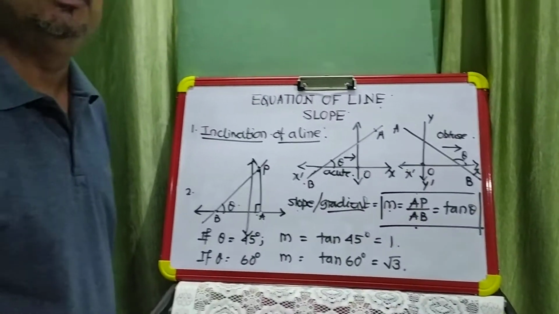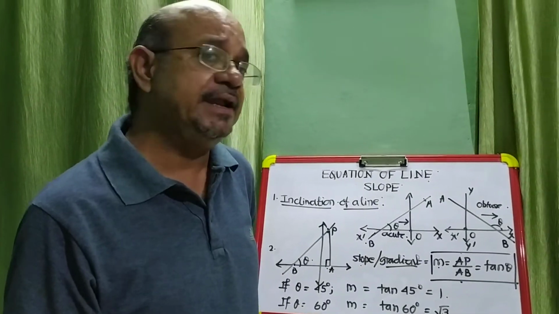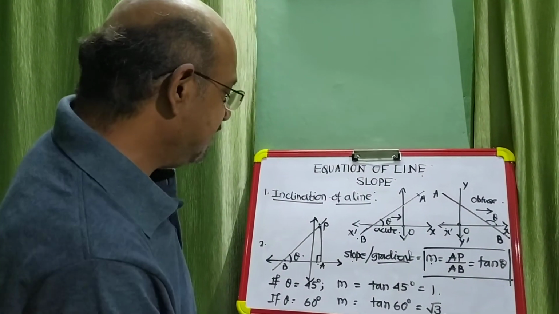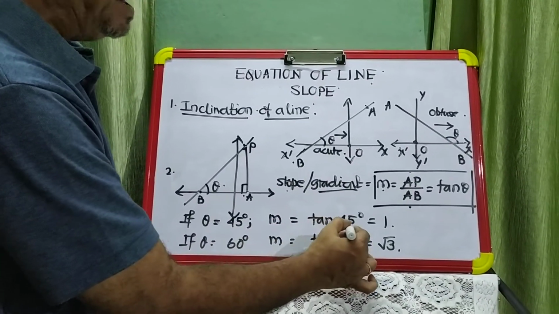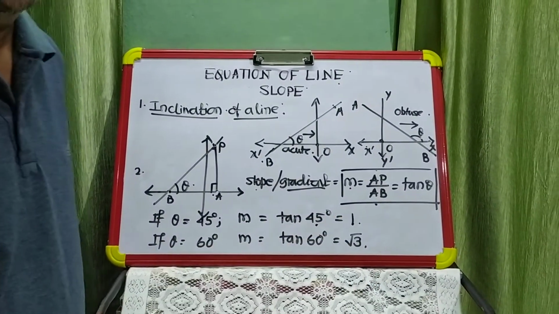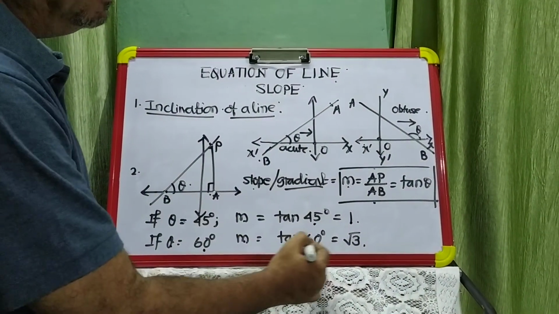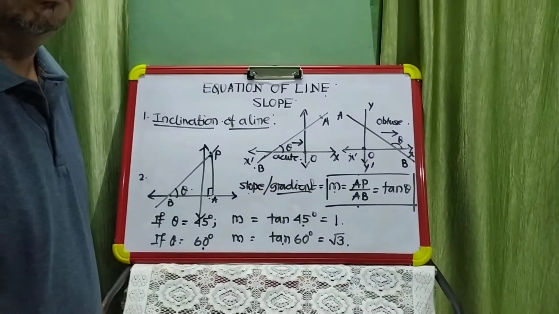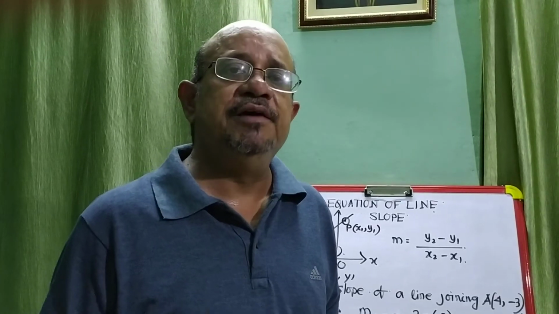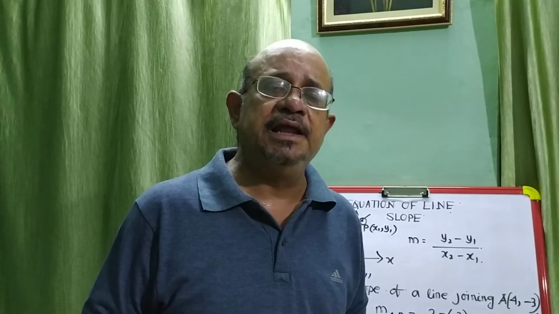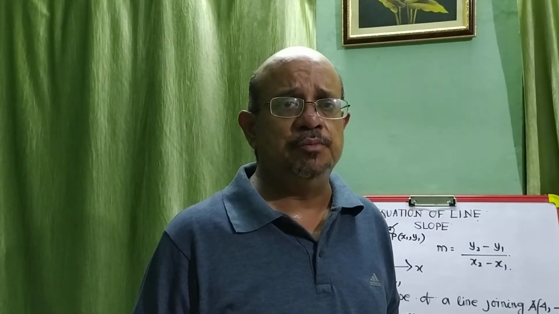If the inclination of the line theta is known to us, then we can find out the slope directly by this method. For example, if theta is equal to 45 degrees, then m equals tan 45, which is equal to 1. If theta is equal to 60 degrees, then m is equal to tan 60, which is equal to root 3. So we have already learned that if the inclination theta of the line is known, then we can very easily find the slope of the line.